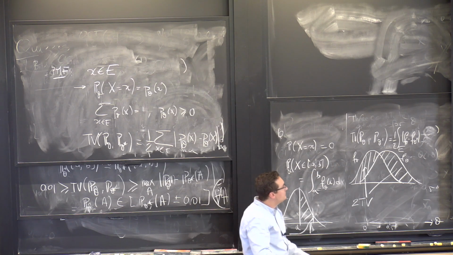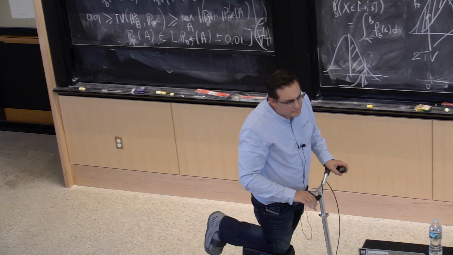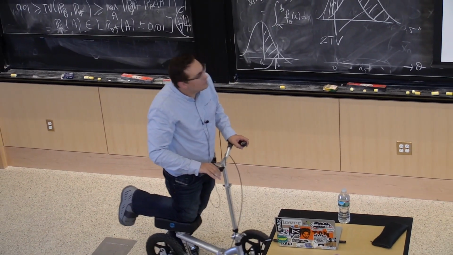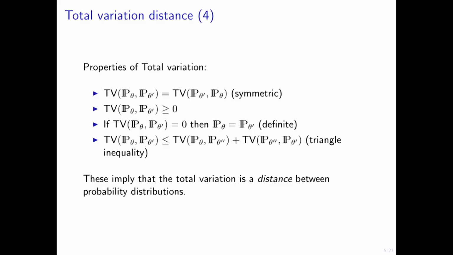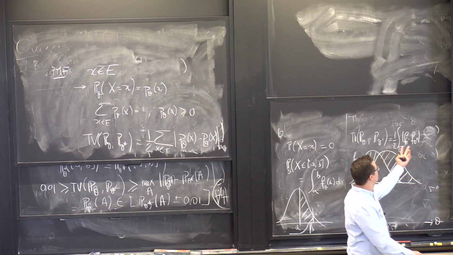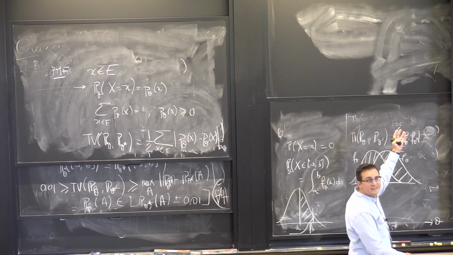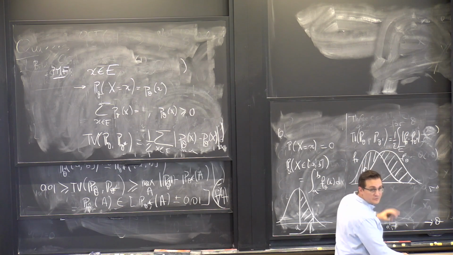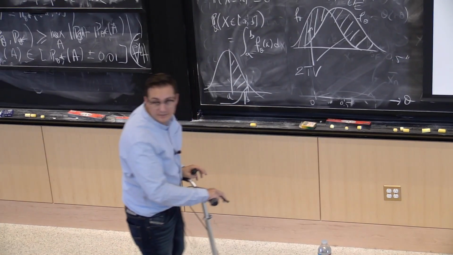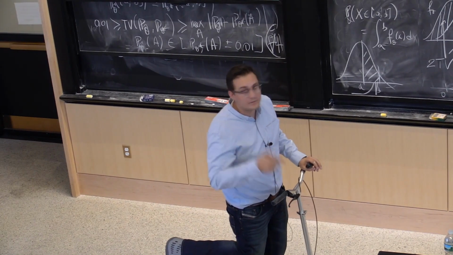So we have this definition, and so we have a couple of properties that come into this. The first one is that it's symmetric. TV of p theta and p theta prime is the same as the TV between p theta prime and p theta. Well, that's pretty obvious from this definition, right? I just flip those two, I get the same number. It's actually also true if I take the maximum. Right? Those things are completely symmetric in theta and theta prime. I can just flip them.